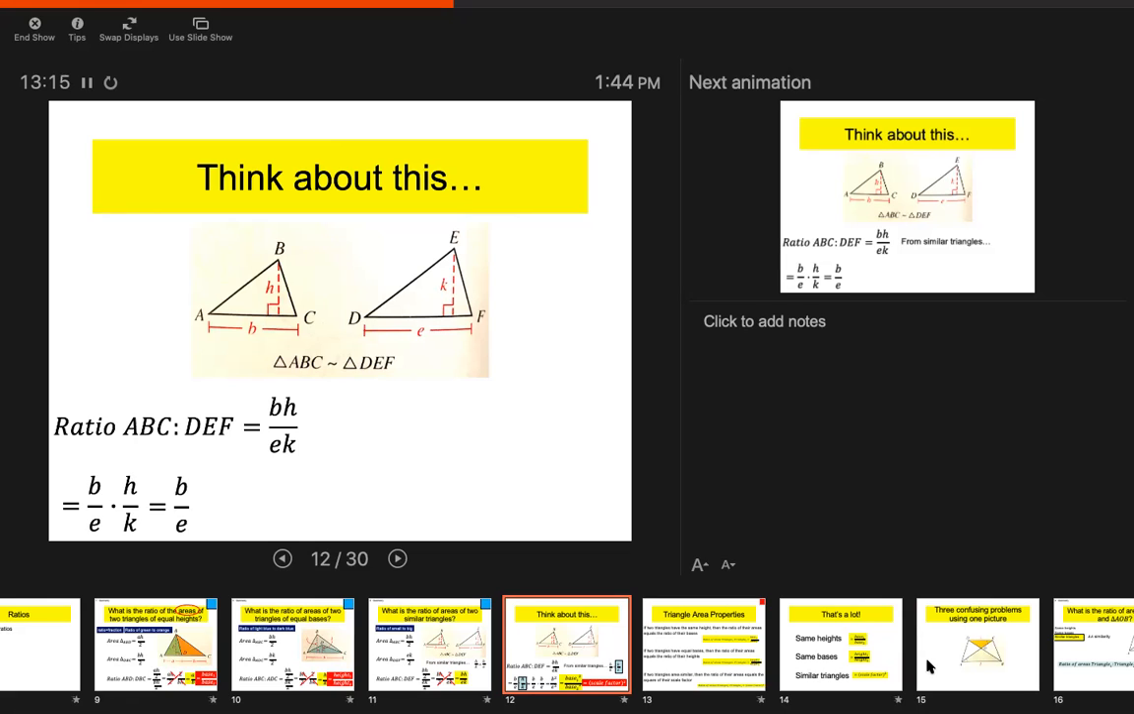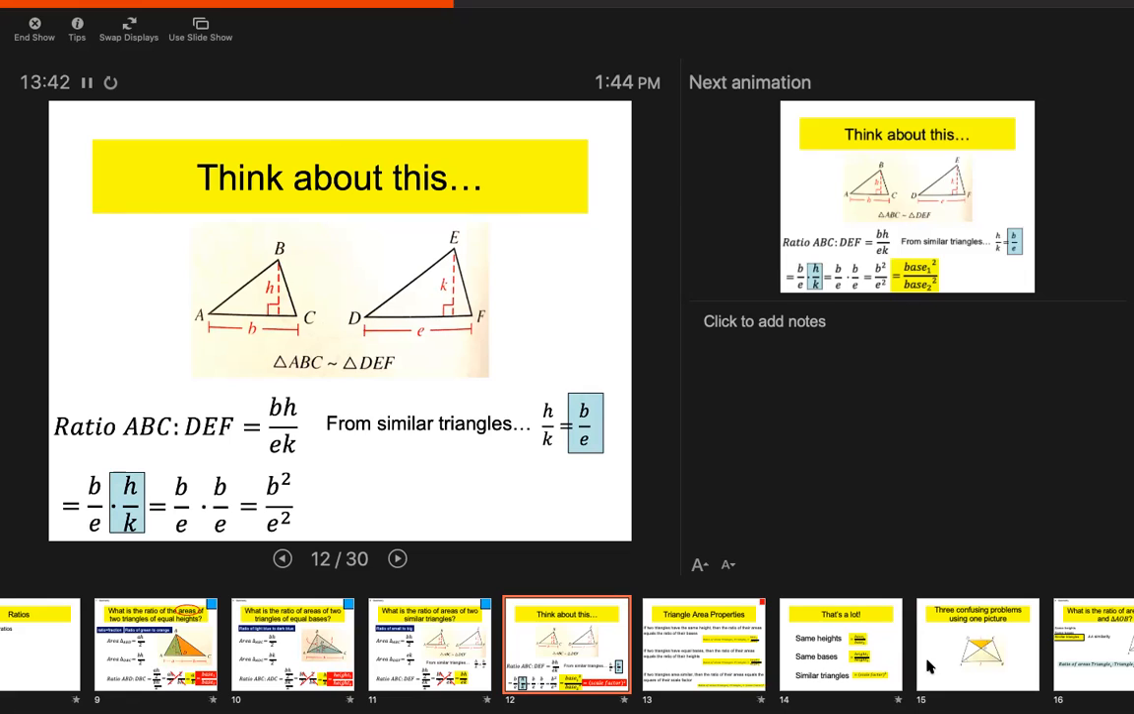And that would equal, this is a proportion now for cross multiplying, K over H equals B over E. So instead of saying H over K, I could write B over E. So B over E times B over E, which is B over E squared. Do you see where I got that from?